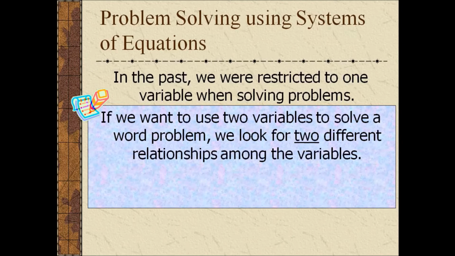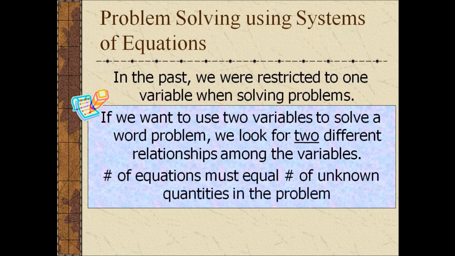In fact, in general, the number of equations must equal the number of unknown quantities in the problem if we are to have any hope of getting a single solution. If the number of equations is fewer than the number of variables, the best we can do is to write down some kind of relationship that the variables must have. Let's try solving some word problems now that we have the freedom to use more than one variable.